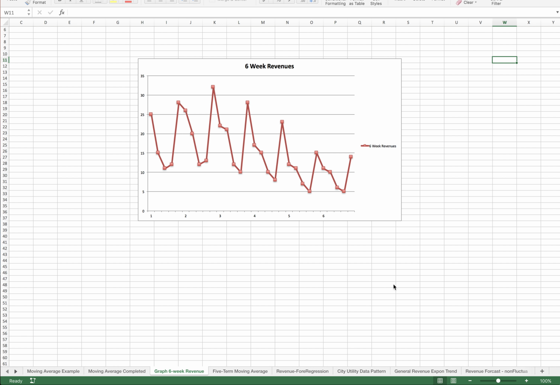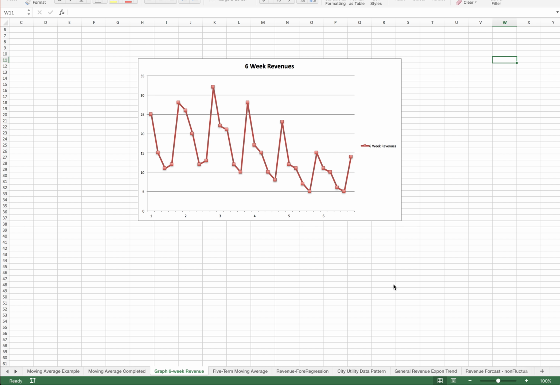So what we're looking at here is a 6-week trend graph, right? That shows some pretty steep looking lines. Now, if you recall in the last video, I talked about how short-term trends can have steep fluctuations, right? So this is just an example of a short-term trend with steep fluctuations.